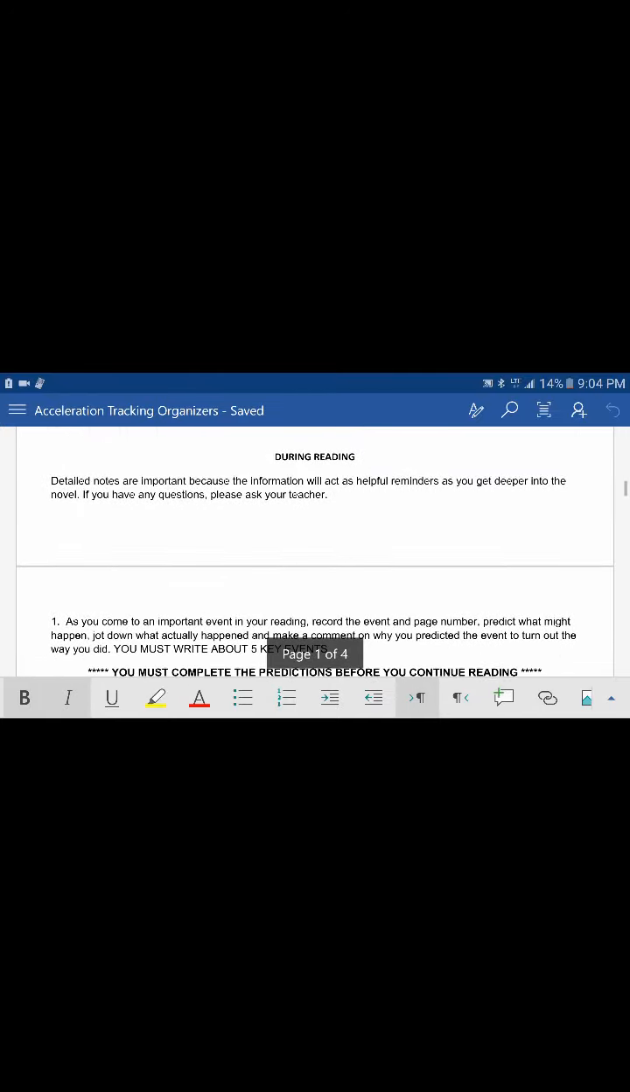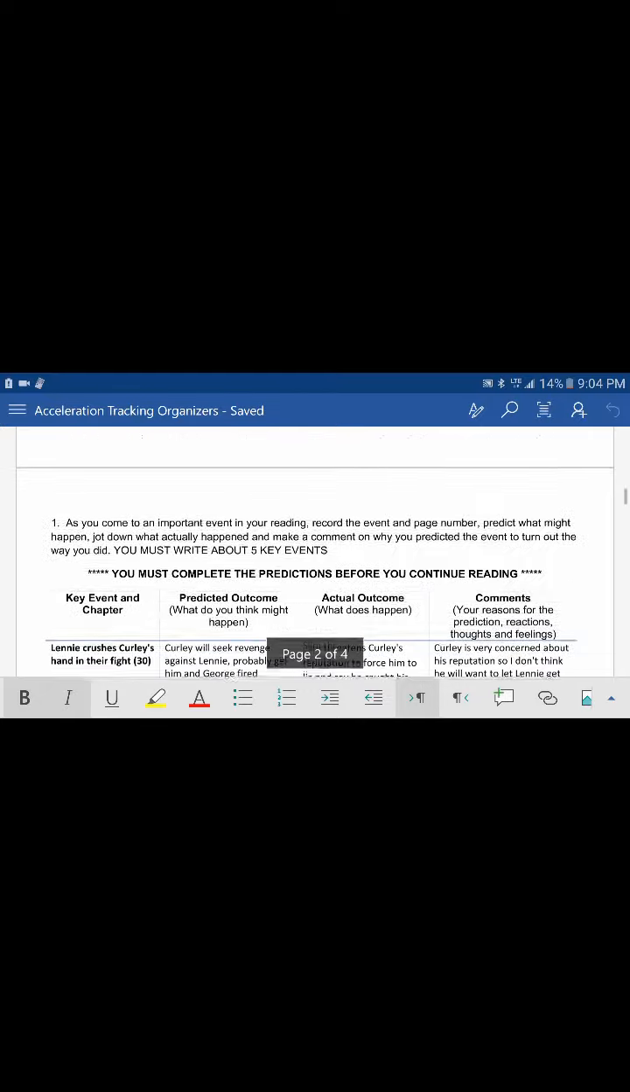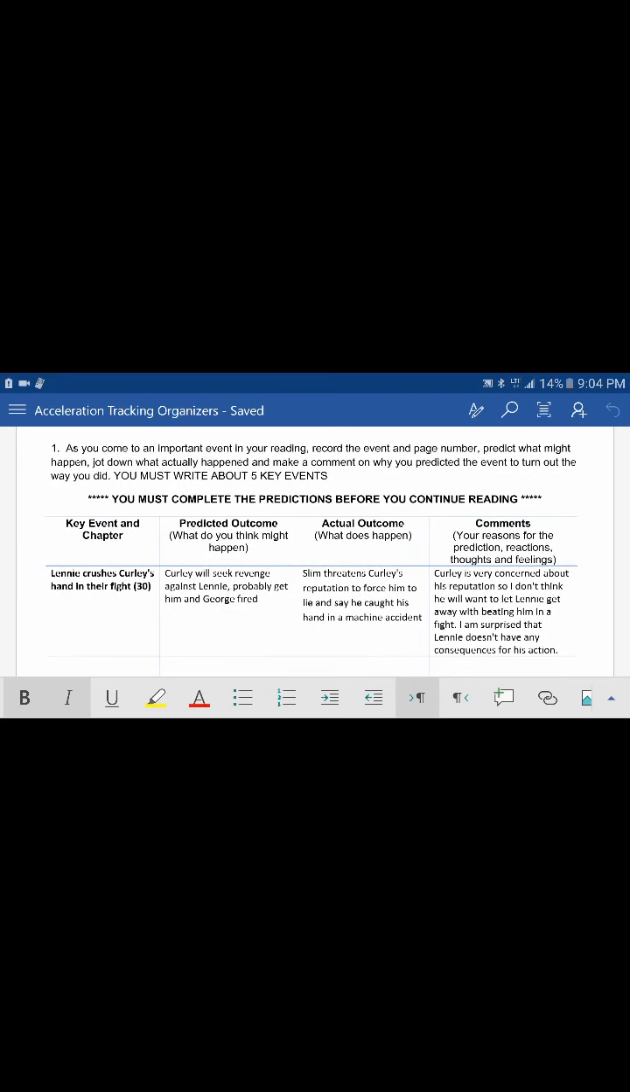Okay. And now we're to during reading. So now you actually start reading the book. It's really important that you keep detailed notes as a reminder and help you get deeper in the novel. Later, when you have to do an assignment with the novel, it'll be really helpful to have the tracking sheets. So here you're going to be creating a chart about key events. So a key event is something important that happens. So remember, it's an event, something that happens. That can be an activity, that can be a revelation, so a character might realize something. Those all count as key events. They might get a new piece of information.